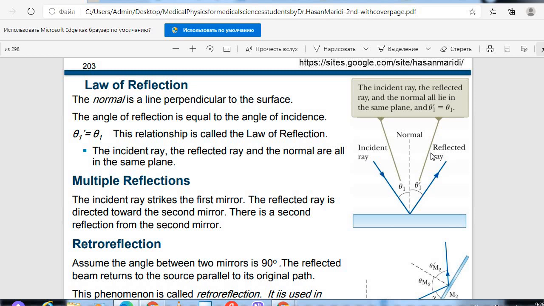You can imagine it like a Cartesian coordinate plane. So we have only 2D, two dimensions, and all these rays and the normal to the surface, to the border between two media, align in one plane. So they align on the sheet of paper, something like that. And the angle of reflection is equal to the angle of incidence.